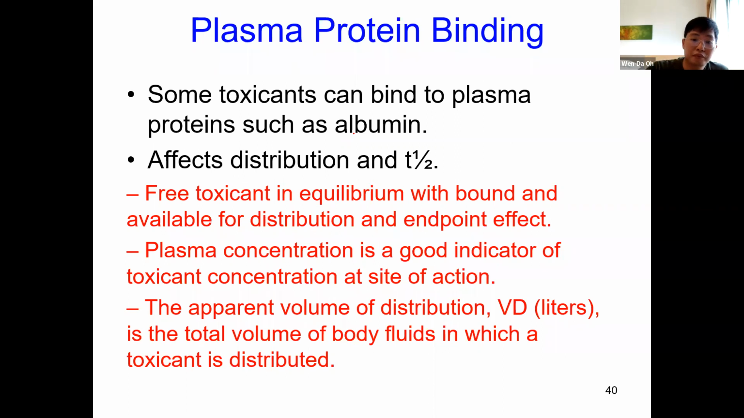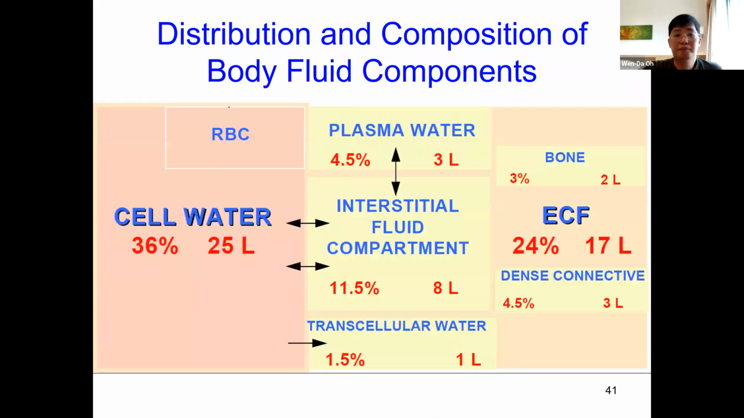So these are the distribution, the body fluid in our body. You can see that most of our body fluid is cell water, plasma water, and so on. So the distribution can happen by this kind of transport, because our whole body is fluid. So we can have a toxicant being distributed from cell water, plasma water to everywhere.